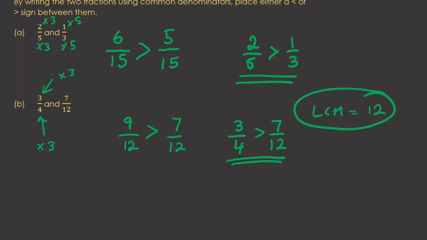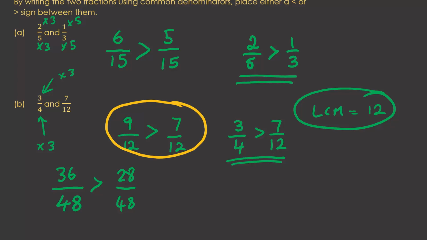If you don't spot that, you could just multiply those two, and we could use 48. So what have I multiplied 4 by now to get 48? I've multiplied it by 12, do the same to the top, and I get 36. For the 7/12, I've multiplied that by 4 to get 48, so do the same to the top, and we get the same result. Using the lowest common multiple, however, keeps the numbers we're dealing with smaller.